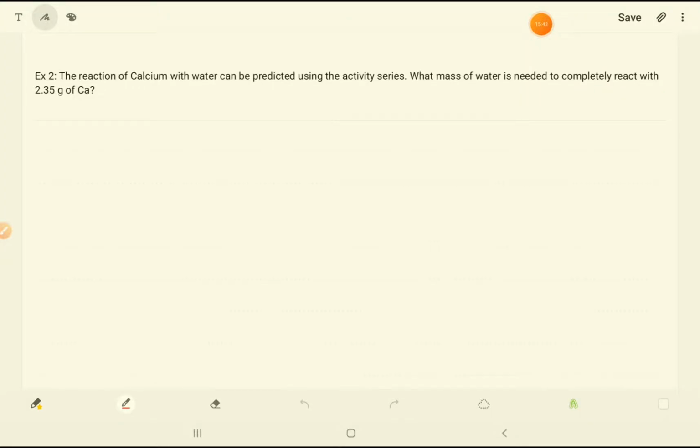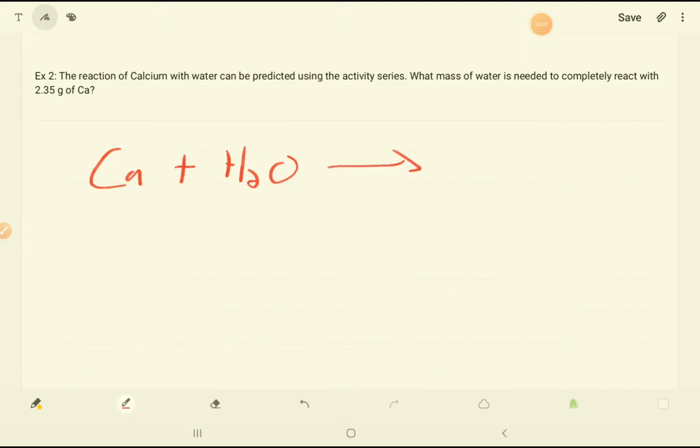Our second example reads as follows. The reaction of calcium with water can be predicted using the activity series. What mass of water is needed to completely react with 2.35 grams of calcium? So the first thing that we need before we even start any of this is a balanced reaction. So we're going to go calcium plus water is going to give us what?